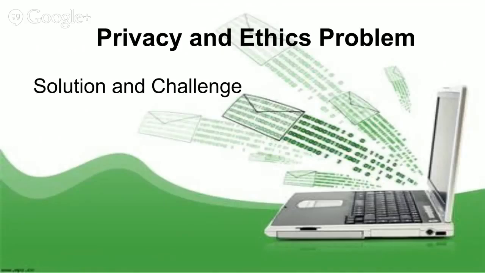For the ethics problem and the solution of these two problems, I think the ethics problem is that government employees and some scientists can get this kind of information from the database easily. The solution is, the first one is education about the ethics and the privacy problem for the employees or someone who can get this information very easily.